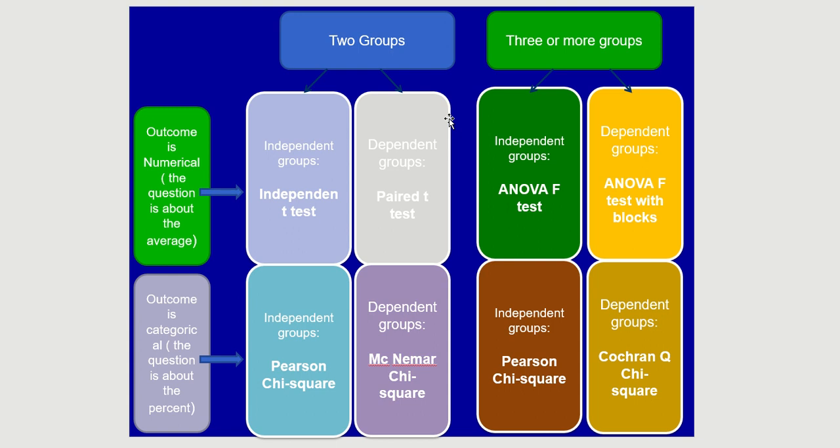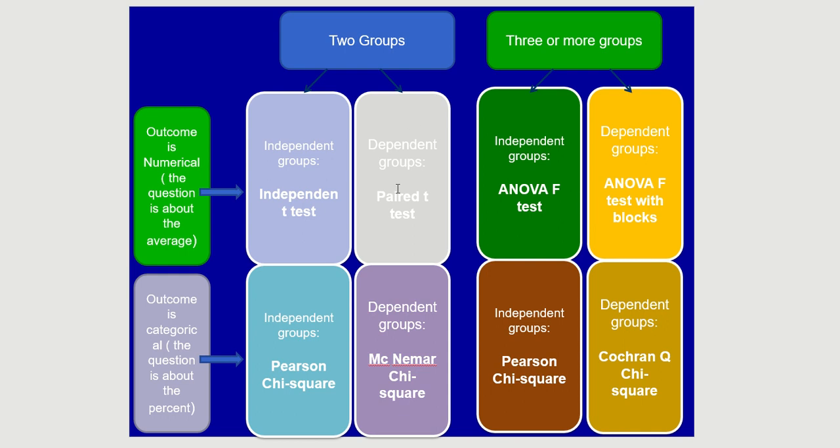So you've seen this before, and we covered everything except for when you have three or more groups and your outcome is numerical, and either your groups are independent or dependent. In both scenarios, you're going to use the ANOVA analysis of variance F-test. The only difference between the two is whether you use or you do not use blocks in the system.